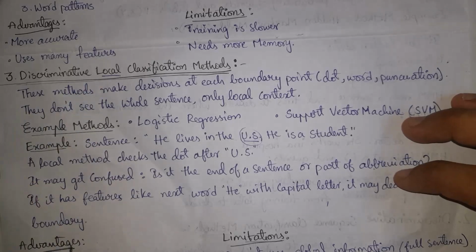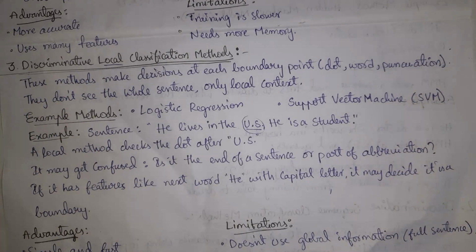Yes, local means that instead of reading the complete paragraph, this model will read one sentence at a time and then decide whether there is a boundary or not. For example, I'll give this model an input like "He lives in US, he's a student." Based on features, this model will decide whether we need to include a boundary or not.